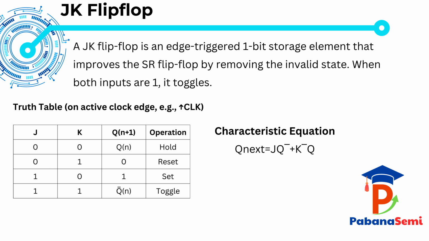The characteristic equation summarizes this behavior. Q next equals J times Q bar plus K bar times Q. So remember, 0, 0 means hold, 0, 1 means reset, 1, 0 means set, 1, 1 means toggle. That is the complete working of the JK flip-flop.